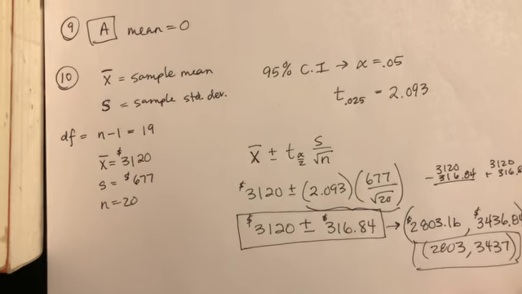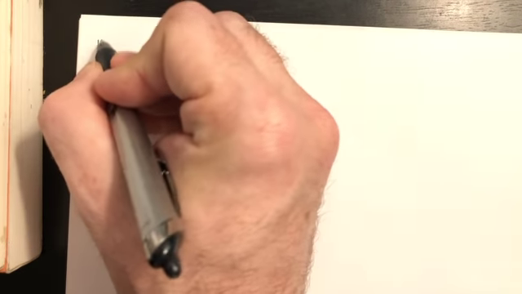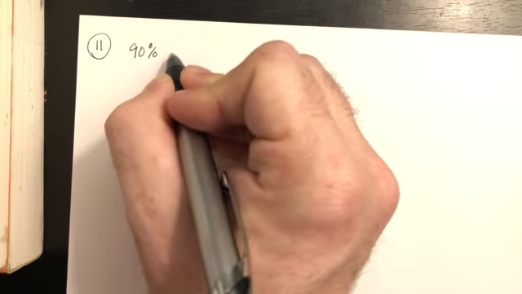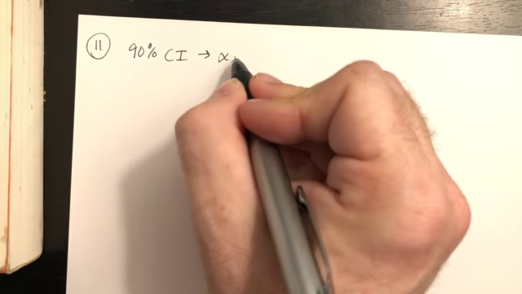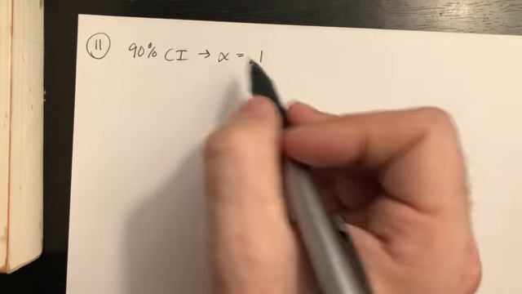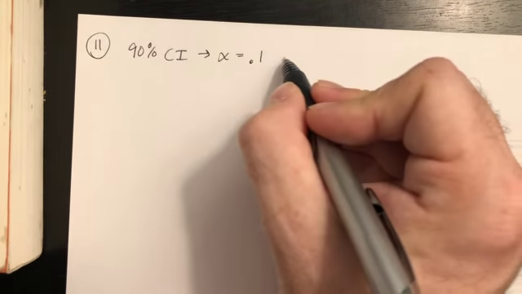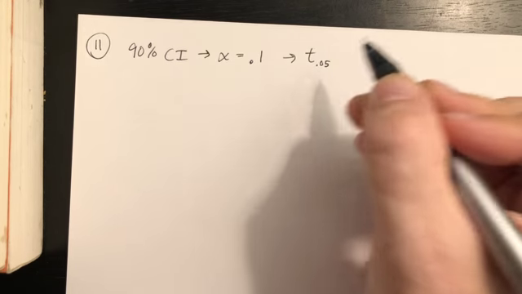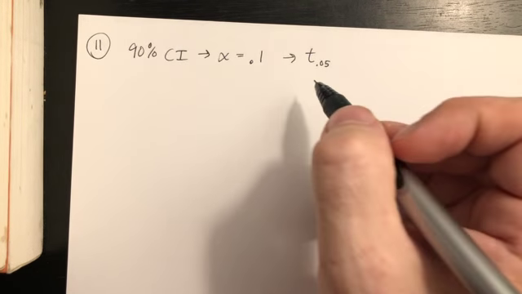Okie dokie. Now, which number is that? Let's do number 11. We only have two more, guys. Number 11 says construct a 90% confidence interval. So a 90% CI means that your alpha is 0.1, because remember, 100 minus 90 is 10, then move the decimal. So that means we want t of alpha over 2, which is 0.05, if we're using that t-distribution.